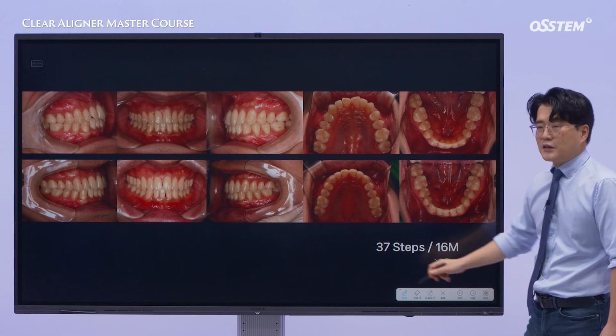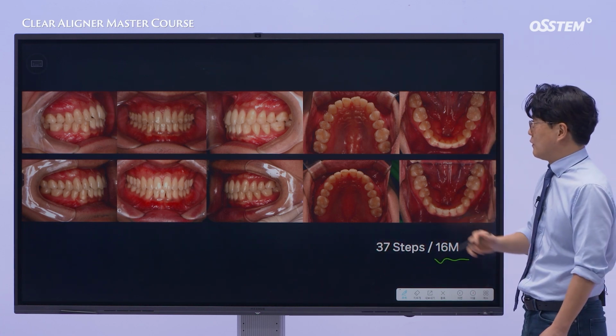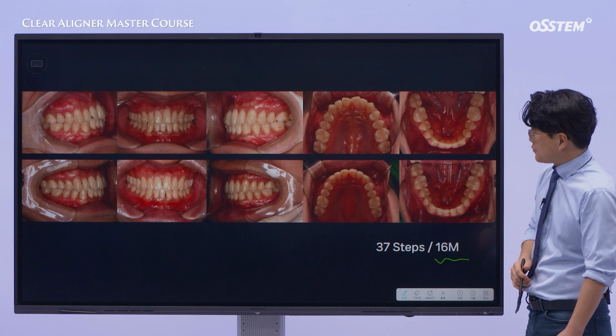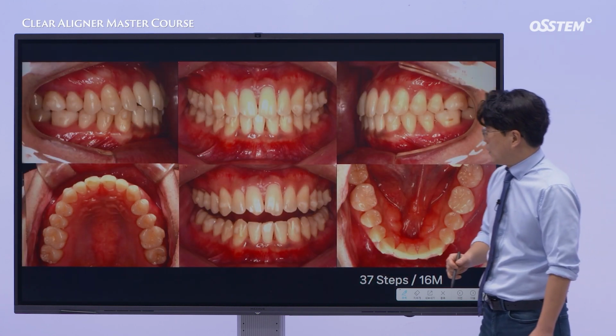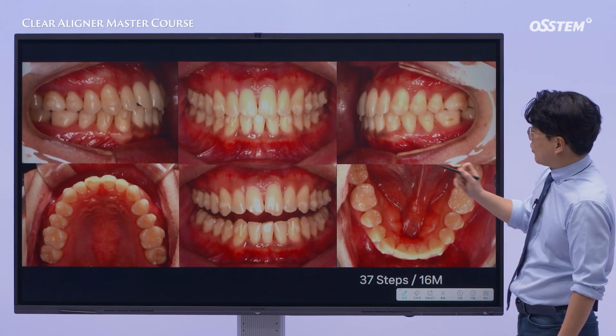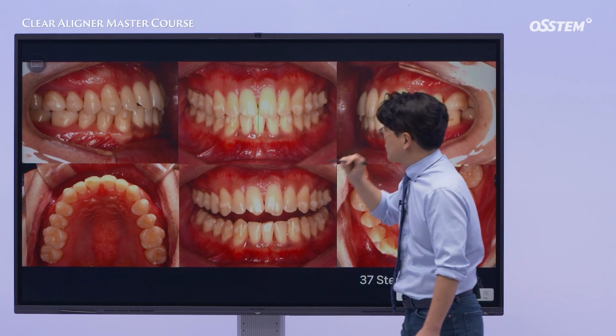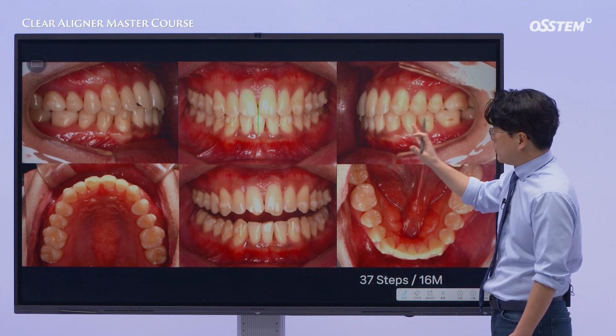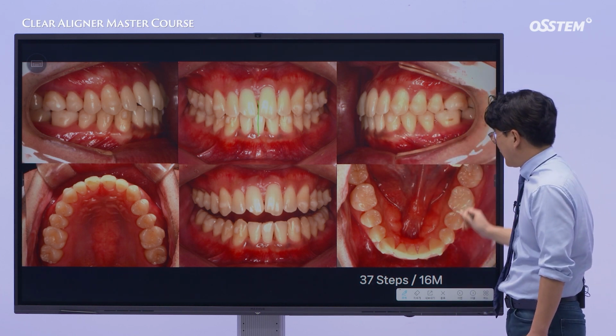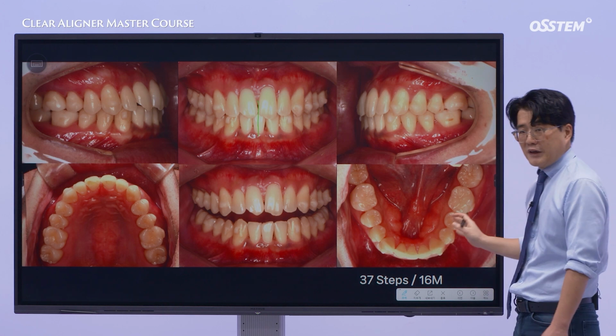The treatment was completed over 16 months, using 37 aligners. As you can see, aside from the midline, which is acceptable given the 3-incisor setup, alignment and leveling, overjet, overbite, and interdigitation all show a stable occlusion.